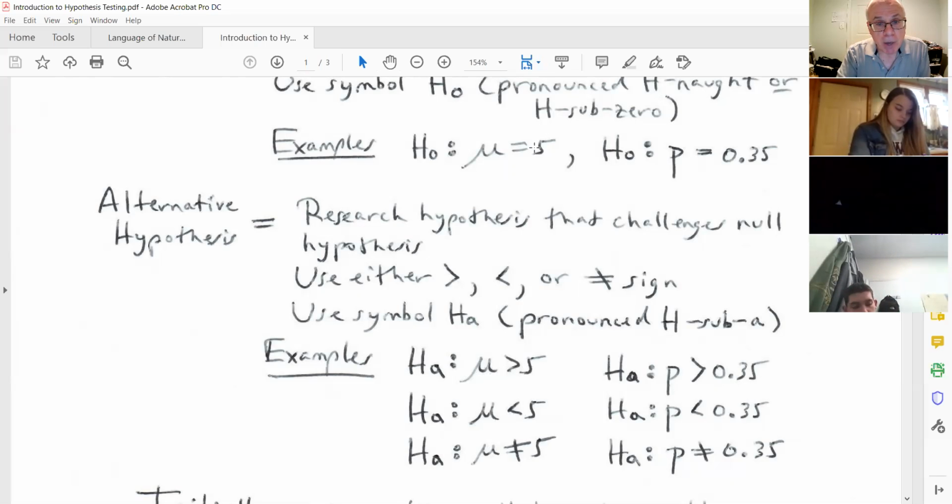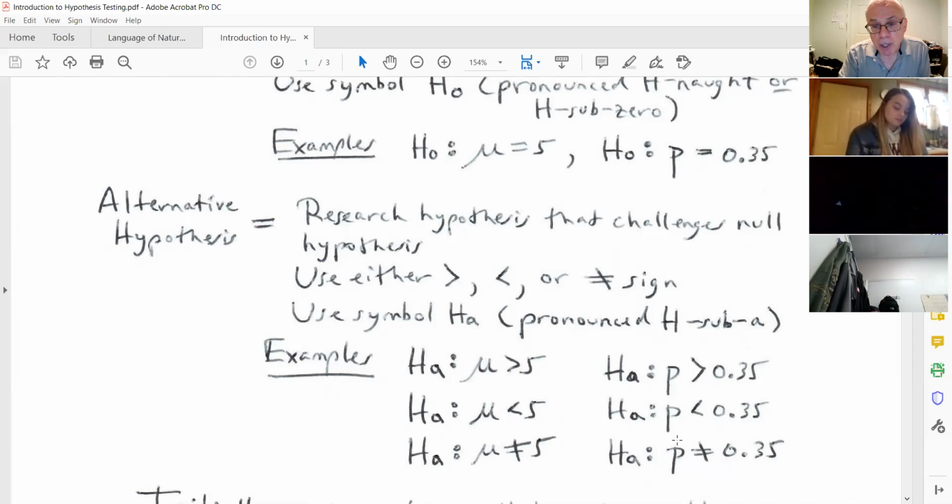Now, if there is a number right next to the null hypothesis, it has to be the same number in the alternative hypothesis. Those two numbers have to match, be exactly the same number. It can't be different numbers. Same thing with proportions. If the value for the null proportion is p equal to 0.35, then one of these three is going to be the alternative hypothesis. Now, you may ask, how do I know which of these three to pick as the alternative hypothesis?